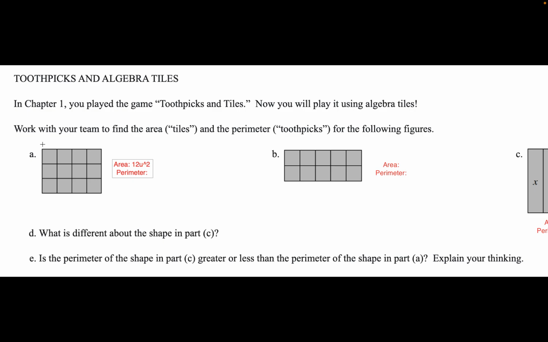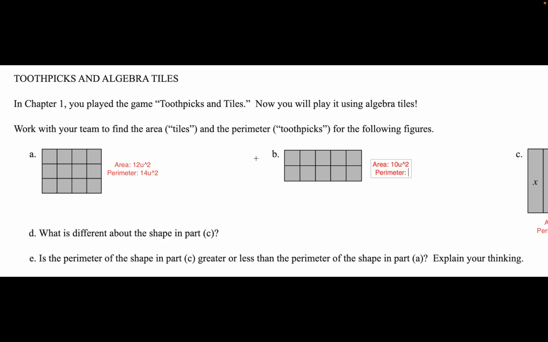The perimeter, it's like the toothpicks, right? So you got 1, 2, 3, 4, 1, 2, 3, 1, 2, 3, 4, 1, 2, 3. So 4 plus 4 is 8, plus 6, 14. So 14 units. Right, this one would have an area of 10. I'll just write the number. 10 units. All right, 10 units squared.